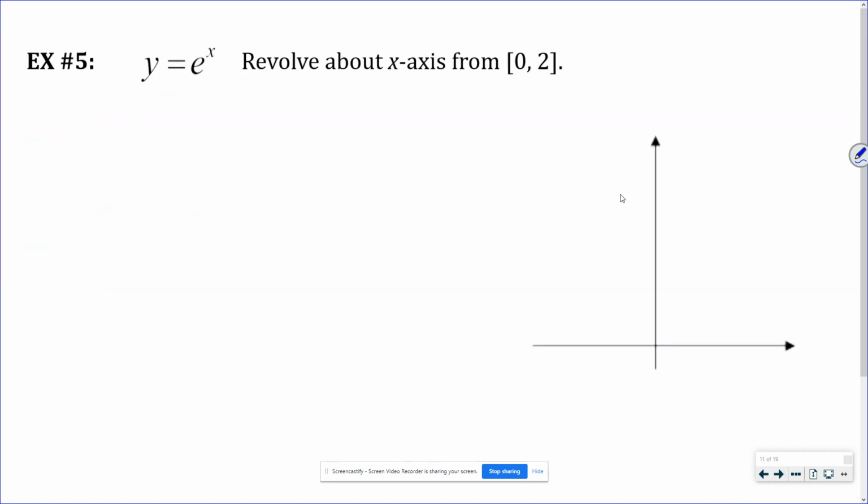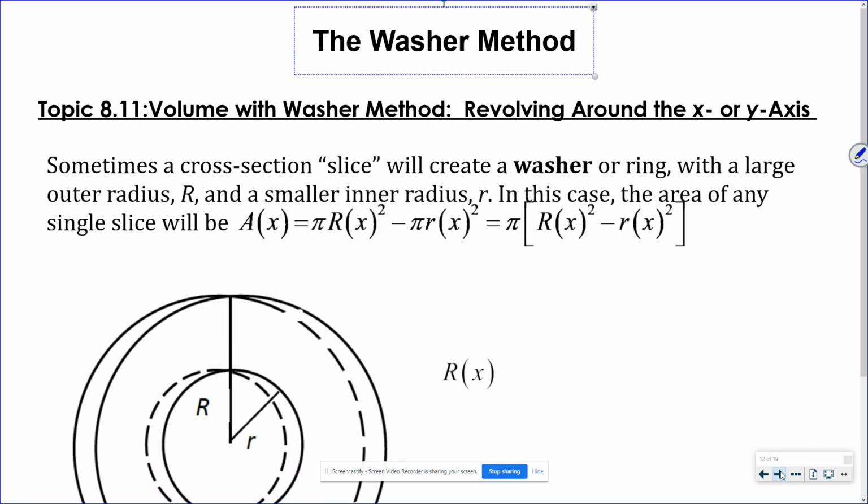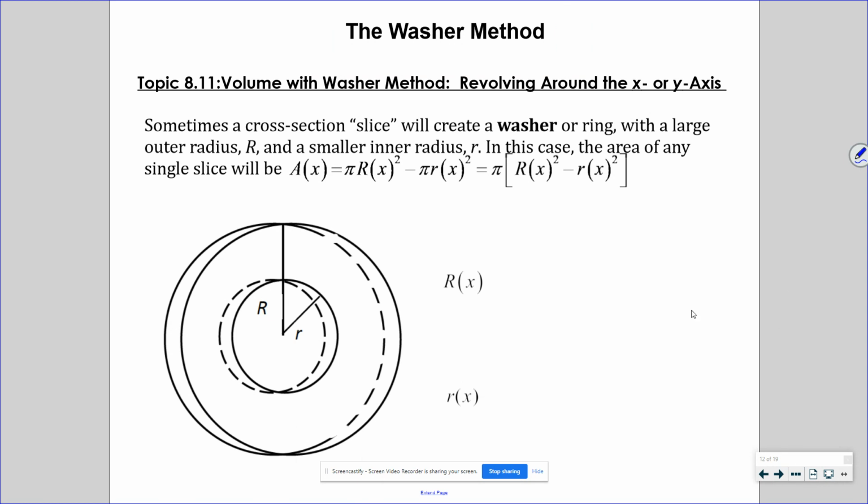Anyway, let's do one more. You know what? No, we're just going to keep going. Okay, so I can always do more examples in class if you're not sure of the disk method. But let's go to the washer method for this lesson. This is the last part.